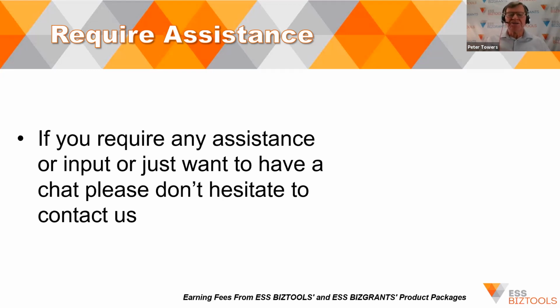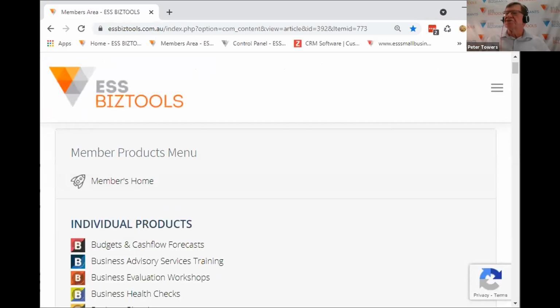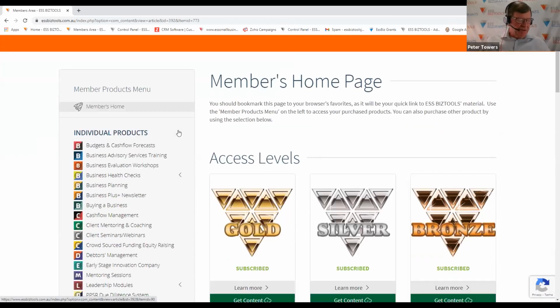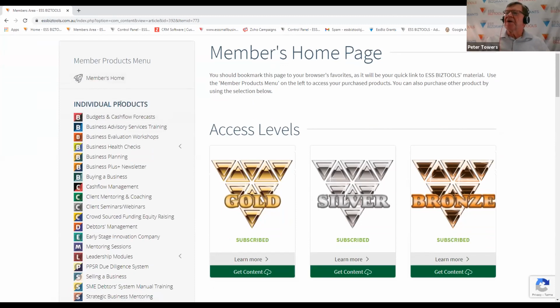So what I'm now going to do is to bring up the members area of ESS BIZTOOLS, which you should now have on your screen. This will give you an overview of the product packages, which are in the listing here on the left-hand column.